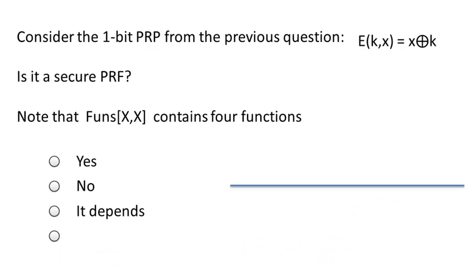So let's look at another example. Consider again the PRP from the previous question, namely x XOR k. Remember the set X was just 1 bit, namely the values 0 and 1.